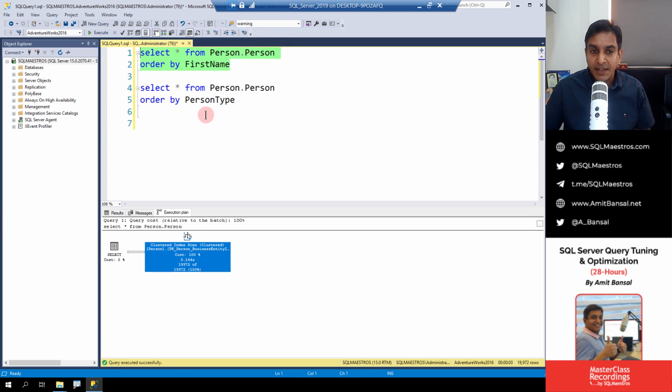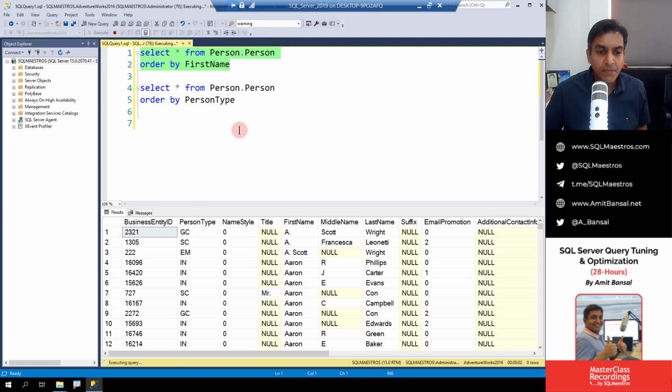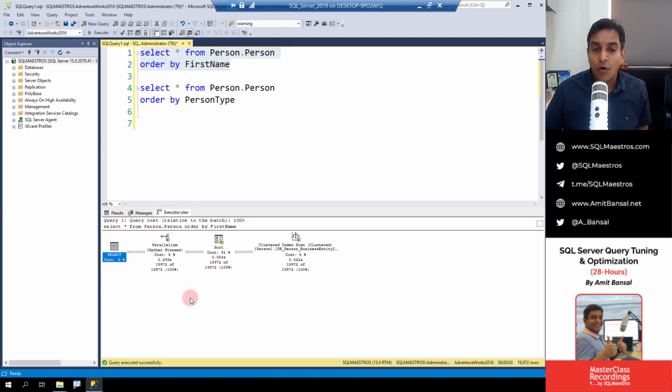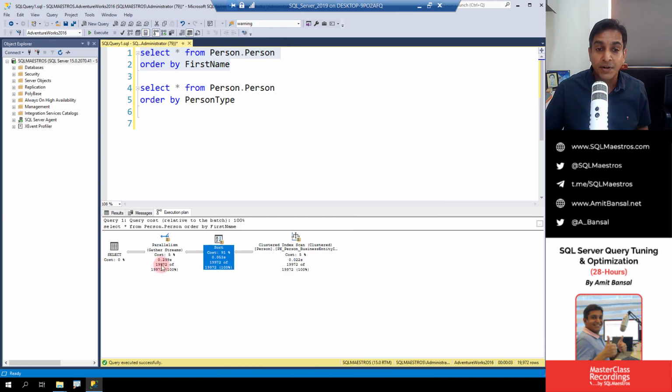So I'll take this query and just add an order by clause. So I'm adding order by first name. Let's go and execute this and jump over to the execution plan. Now you will see a couple more operators there. Apart from the clustered index scan, you see a sort operator, and you see a parallelism operator.